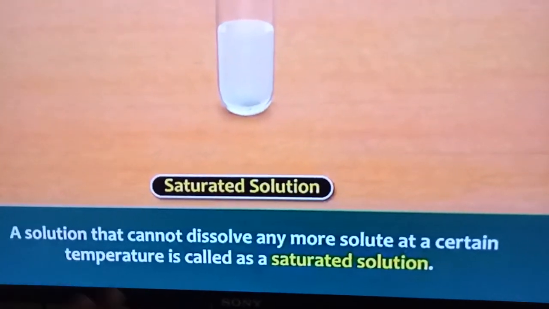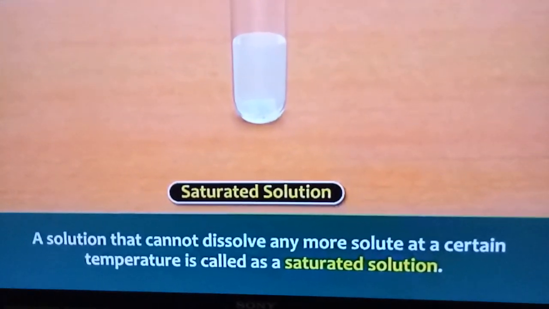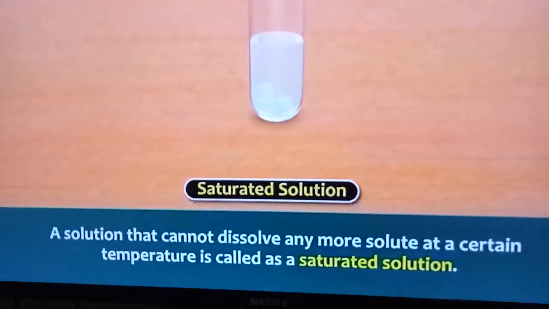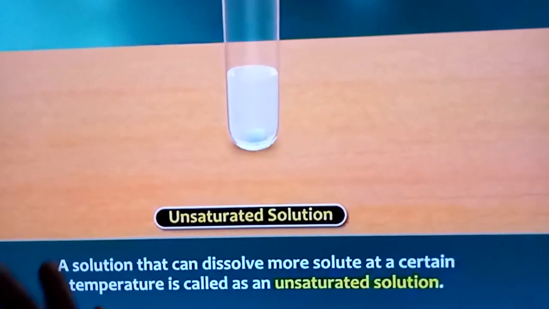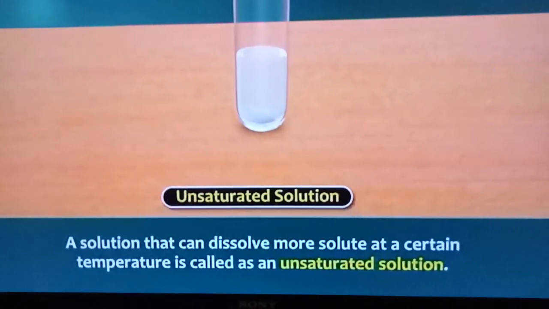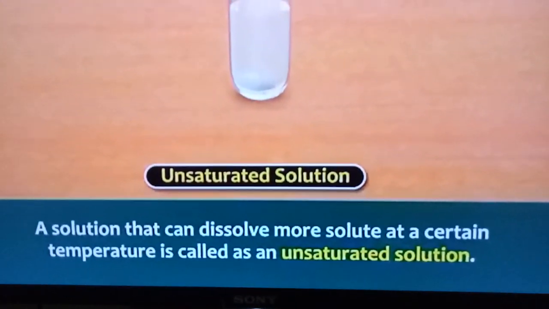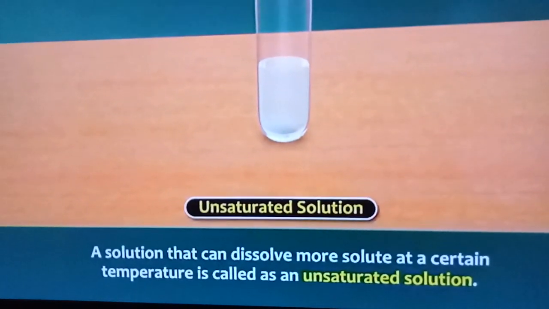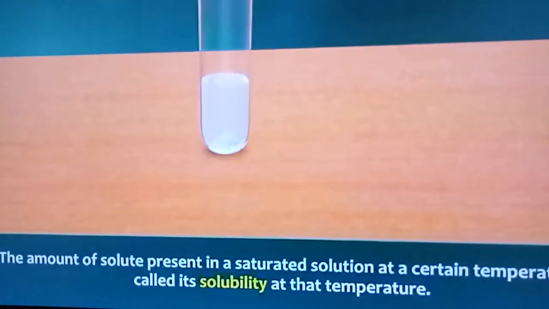A solution that cannot dissolve any more solute at a certain temperature is called a saturated solution, okay. So at any temperature when no more amount of sugar can be added, that is called a saturated solution. Now unsaturated solution: a solution that can dissolve more solute at a certain temperature is called an unsaturated solution, okay.